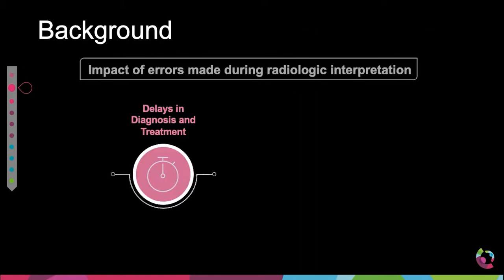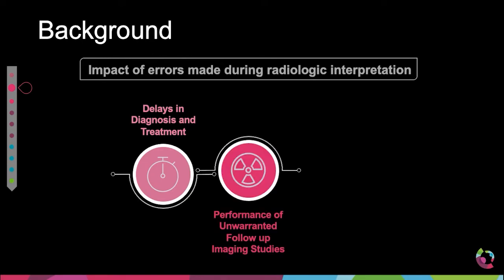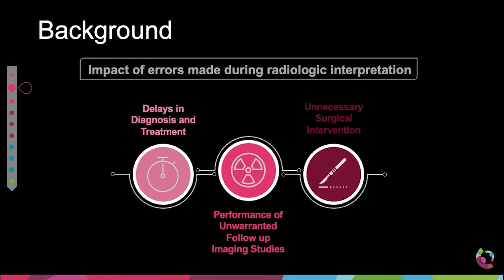These errors raise a significant concern for achieving high-quality patient care given their potential to delay diagnosis and treatment. Additionally, they can lead to the performance of unwarranted follow-up imaging studies, and in rare cases can result in unnecessary surgical intervention. That said, there's relatively limited data on radiologic errors in the pediatric population, and a better understanding of why these errors occur may allow us to potentially address their underlying causes.